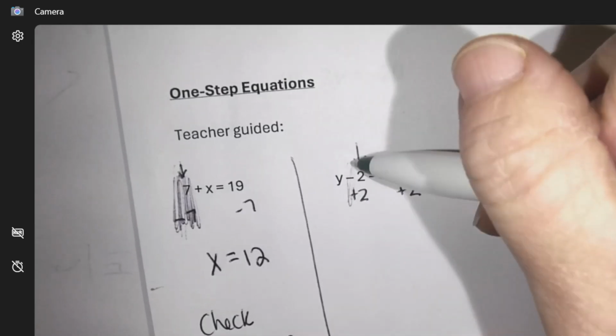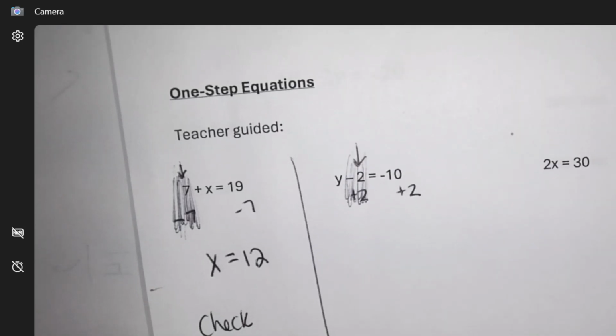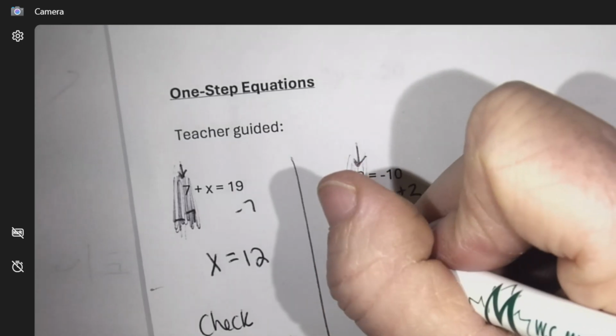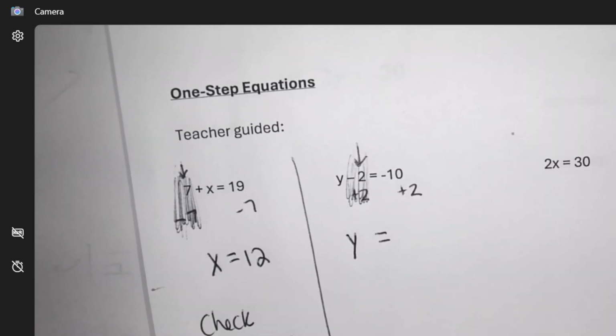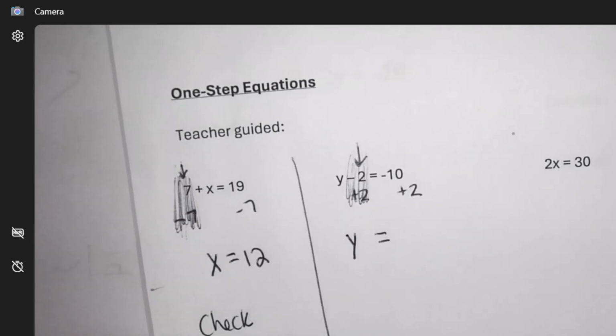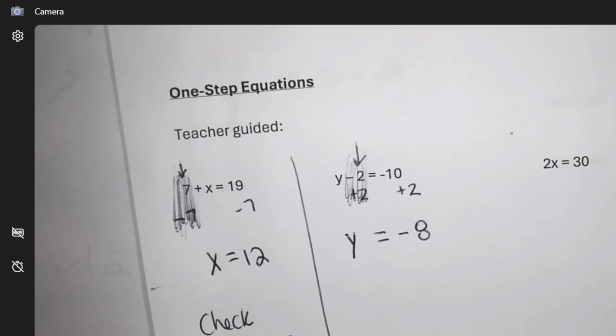So that causes a disappearance. And I get a y. And then be careful with integers. Can you tell me, is that going to be a -12 or a -8? -8. That's going to be a -8. So that's an integer thing that you should know from grade 8.